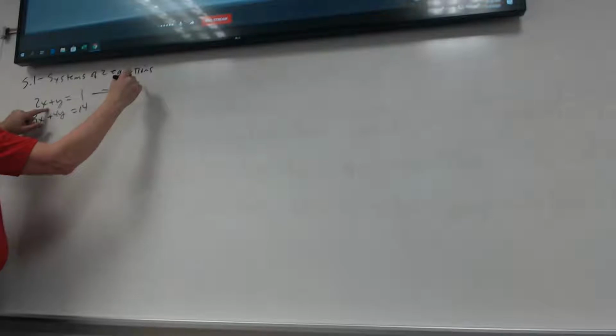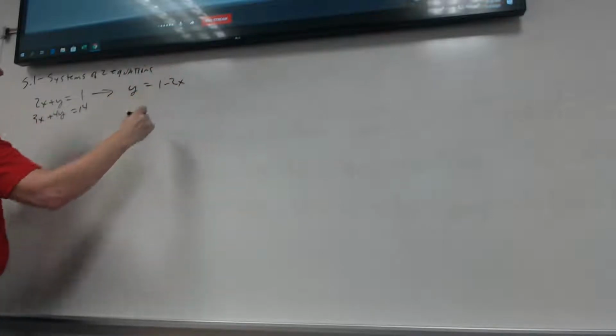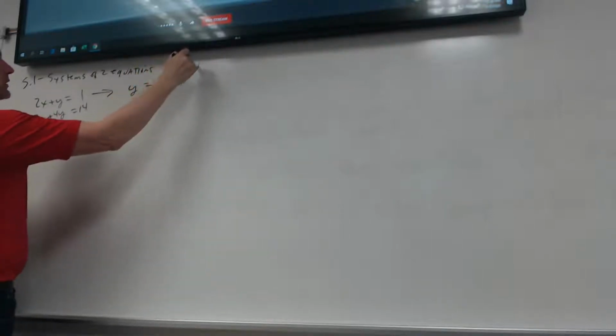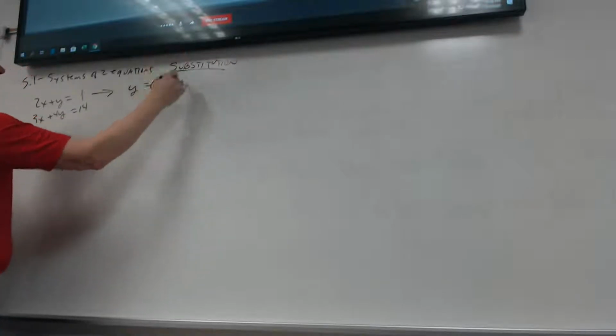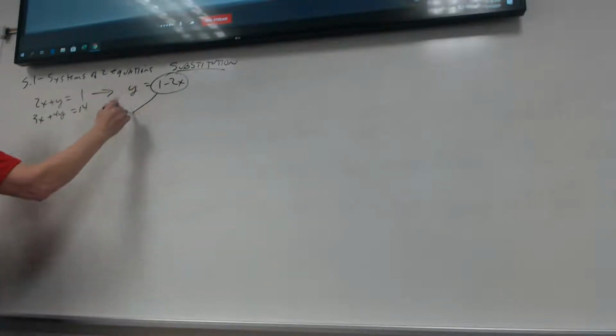Tyler? Once you solve the top for y, we can subtract 2x, and then therefore this would become y equals 1 minus 2x. So this is referred to as substitution. Okay? Now we're going to substitute that where? Into the bottom equation where we've got the y here. And so in that case it will be 3x plus 4(1 minus 2x) equals 14.